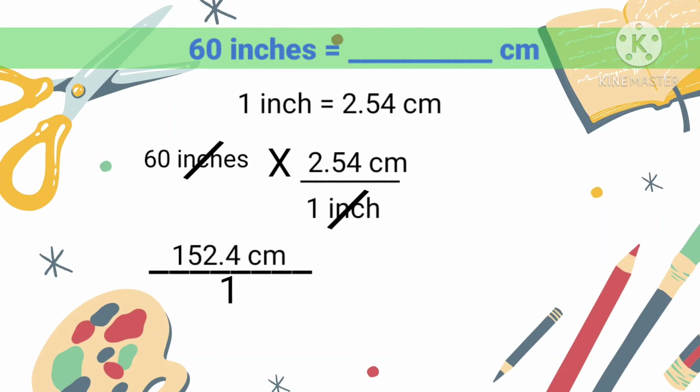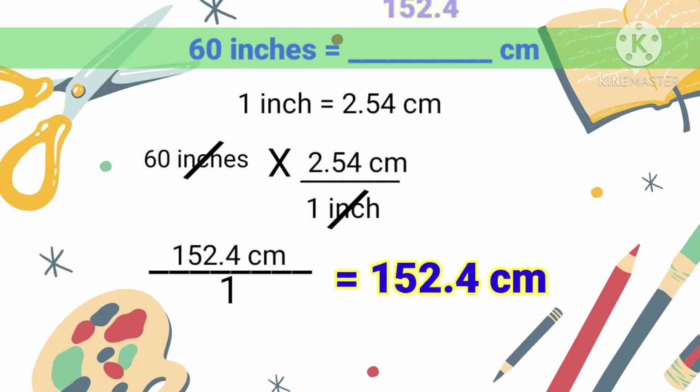152.4 centimeters divided by 1 is equal to 152.4 centimeters. Therefore, 60 inches is equal to 152.4 centimeters. Are we done?